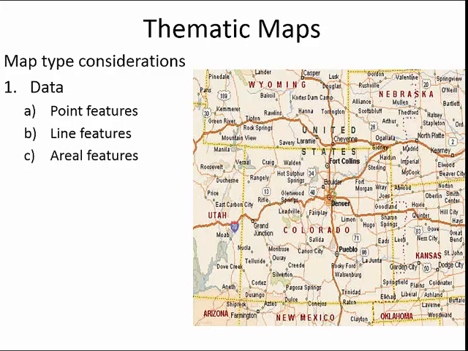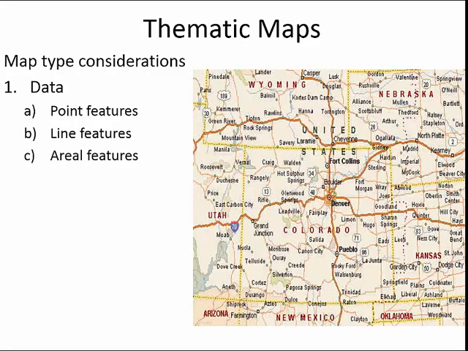For example, point features, such as a town on a national map. So we have here an example of a portion of a national map. It shows Colorado, Nebraska, Wyoming, and it shows point features, here communities: Glenwood Springs, Fairplay, Leadville, Denver, all in Colorado.